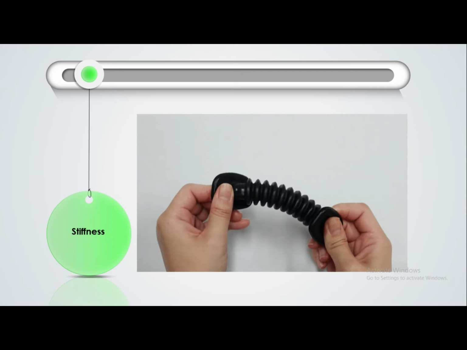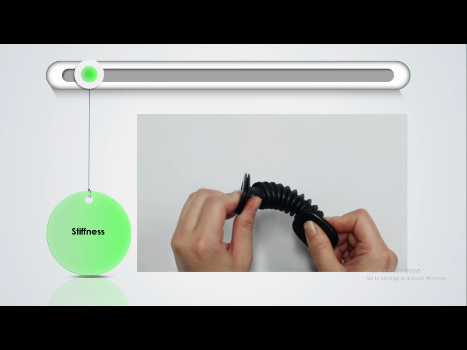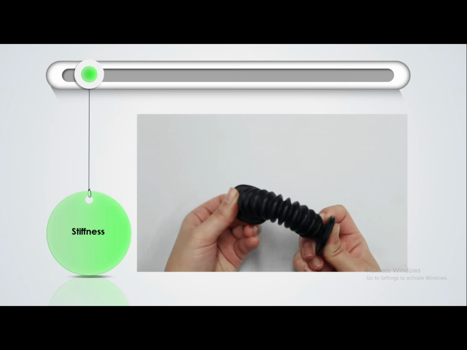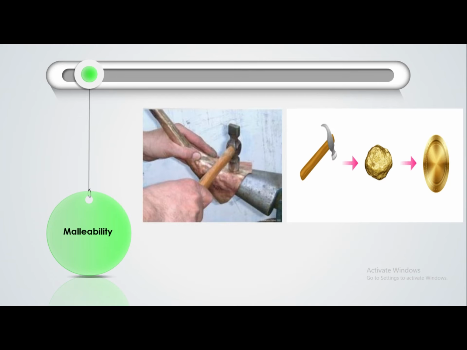Number six is the stiffness. Stiffness is the tendency of a material to react with a small deformation when the material is stressed. This property depends directly on the bond type between the atoms. The stronger the bond, the higher the stiffness.